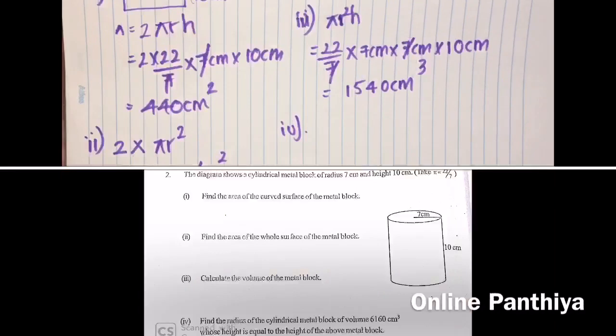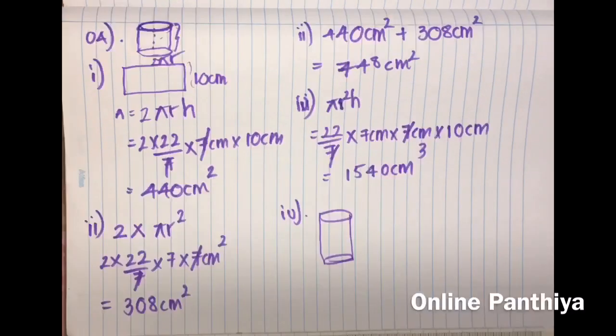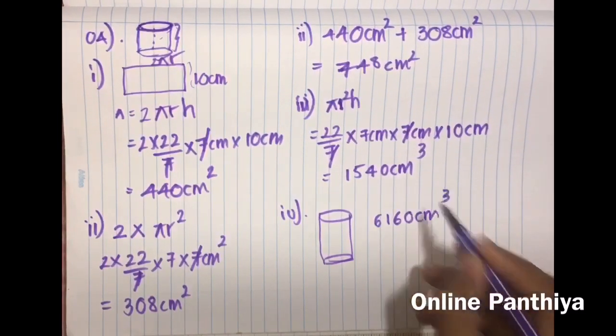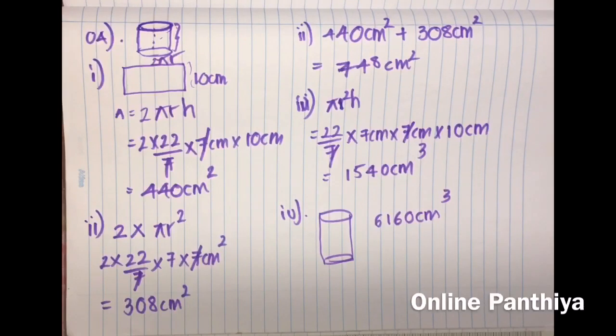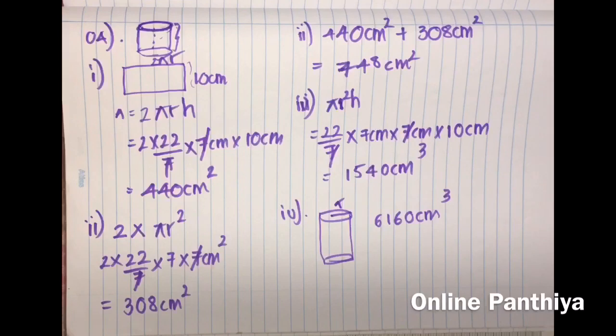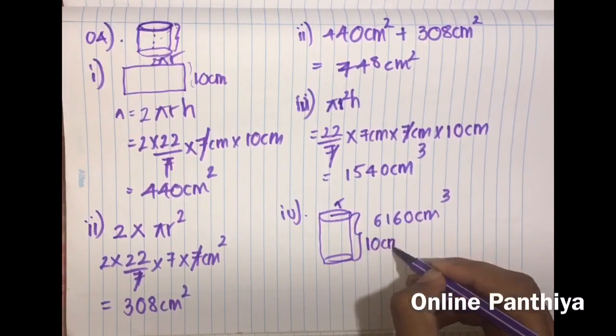What is it? Find the radius of the cylindrical metal block of volume. There is another block where the volume is equal to 6160 centimeter cube. You have to find the radius. That is the thing you have to find, whose height is equal to the height of the above metal block. Then what is the height of this? Above means the one given, that is equal to 10 centimeters.